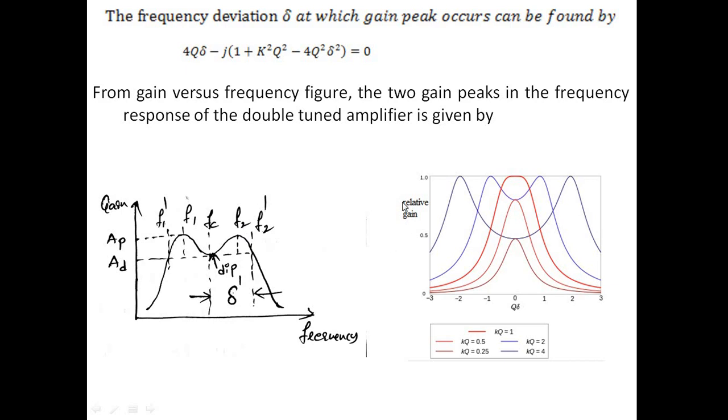And this is the relative gain, and you try to plot a graph between the relative gain and delta q, for different values of kq, considering kq equal to 0.5, kq equal to 0.25, kq equal to 2, kq equal to 4, and kq equal to 1. What is happening to the relative gain with respect to delta q? That's what we have represented in this graph.